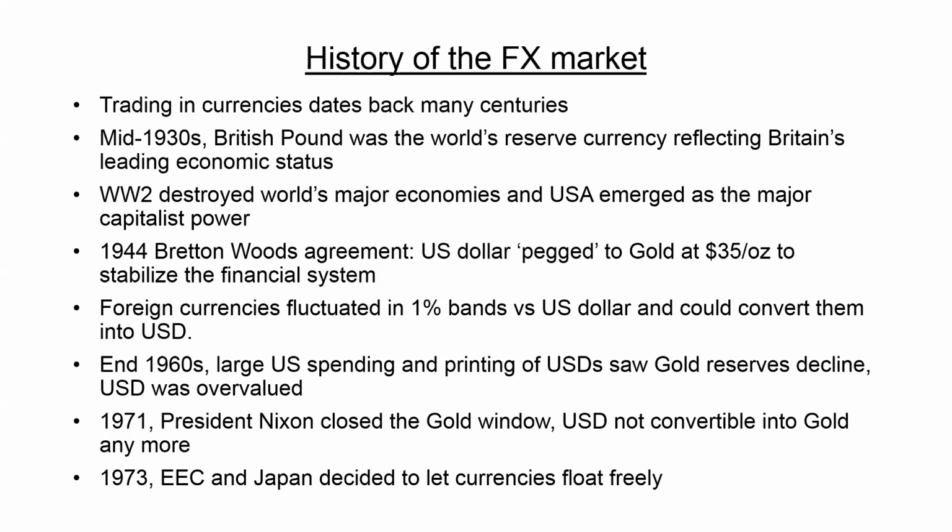So what happened was that foreign currencies, in other words, currencies that were not the dollar, fluctuated in 1% bands around the value of the dollar, and they could be converted into US dollars quite freely. So you had a kind of a fixed floating regime in place, all linked to the price of gold. So we had a lot of stability, and that lasted for quite a number of years.